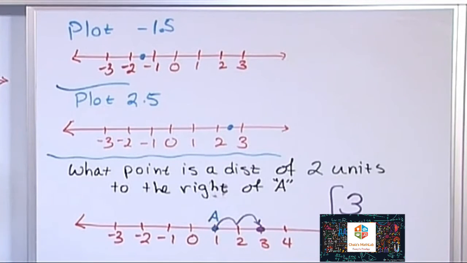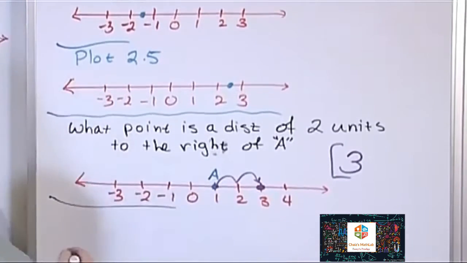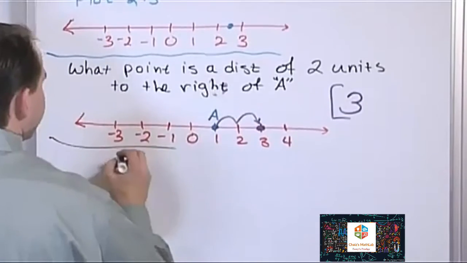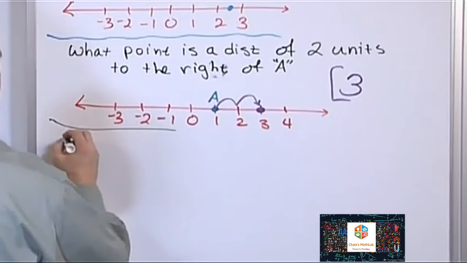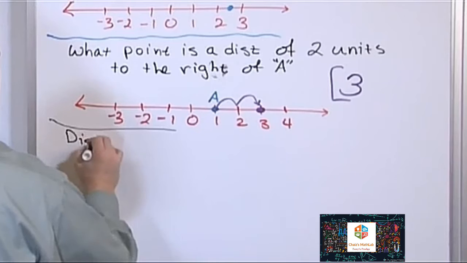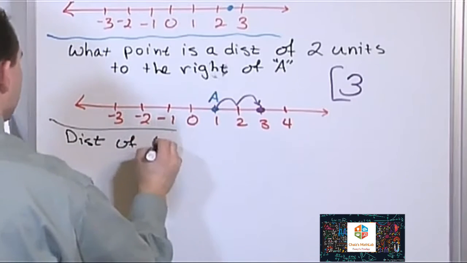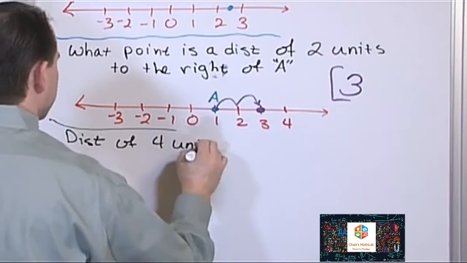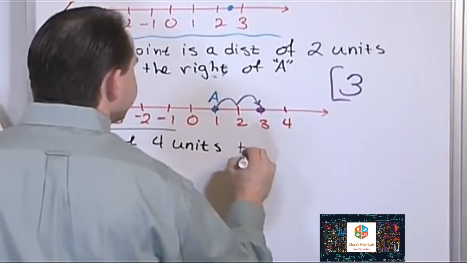Now, let's do another one. What point is a distance of 4 units to the right of A?